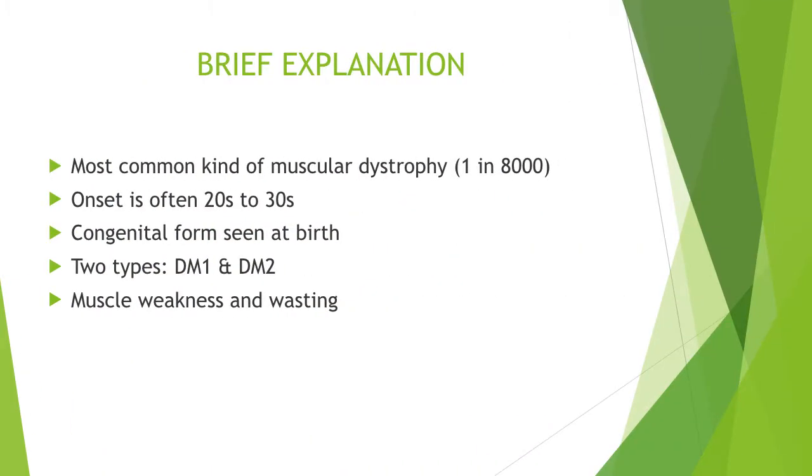Myotonic dystrophy is the most common kind of muscular dystrophy. 1 in 8,000 people get it, often in their 20s or 30s. However, there is a congenital form seen at birth. There are two types of myotonic dystrophy, DM1 and DM2. DM2 is milder. The major problem is muscle weakness and wasting.